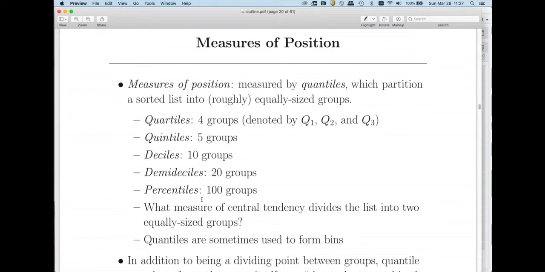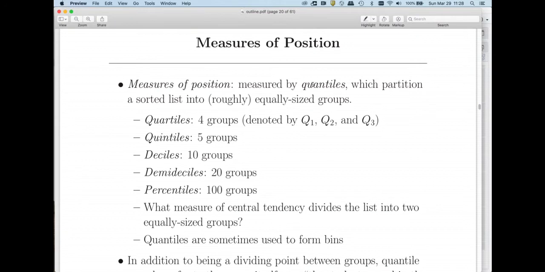Moving on, let's talk a little bit about measures of position. So measures of position are another way of generalizing the median. Okay, so what is the median? The median divides a distribution into two pieces, so cuts it in half. Well, a way of generalizing this is maybe we want to divide it into roughly equally sized parts. So a quantile divides a distribution into roughly equal sized parts.